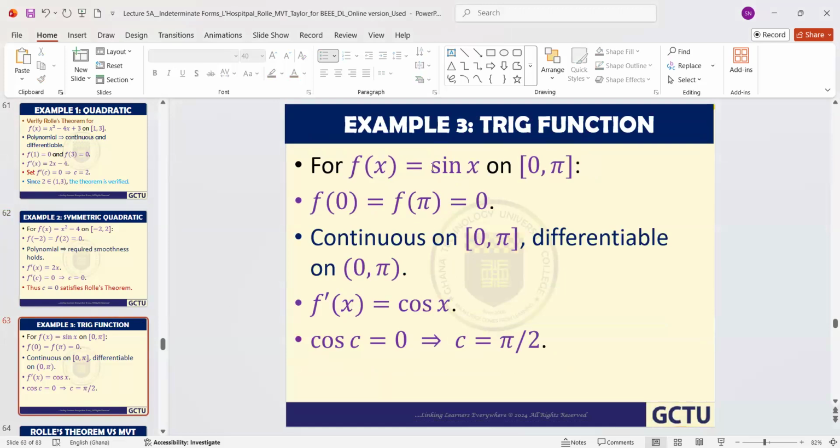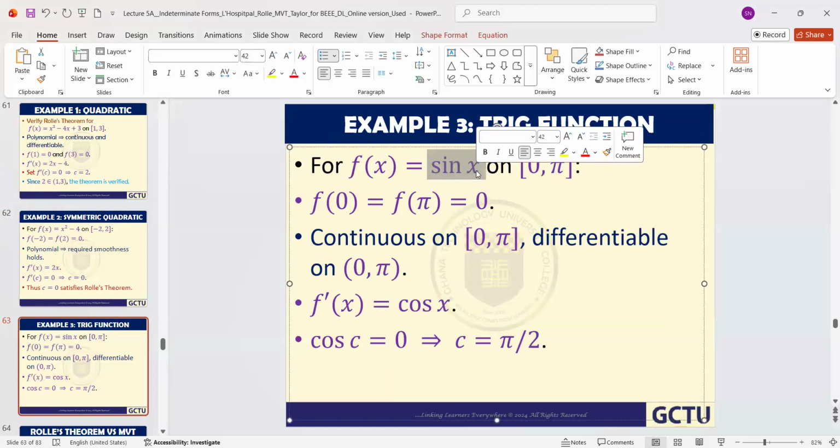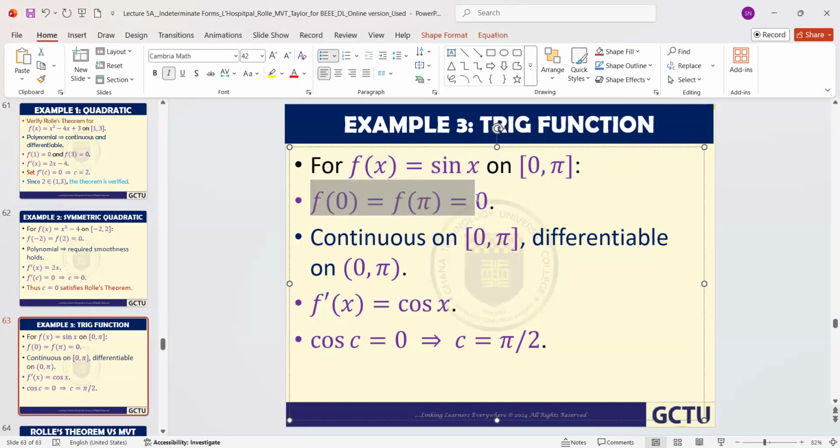So remember, what is a sine function? Sine function is sinusoidal. It's going up and coming down within 0 and pi. So what do we do? Because it is a sine function, we know it's continuous. And then we know we can differentiate sine. Now let's evaluate sine 0. Sine 0 will give you 0. What is sine pi? Sine pi will also give you 0. It means that the interval endpoints give you the same answer.